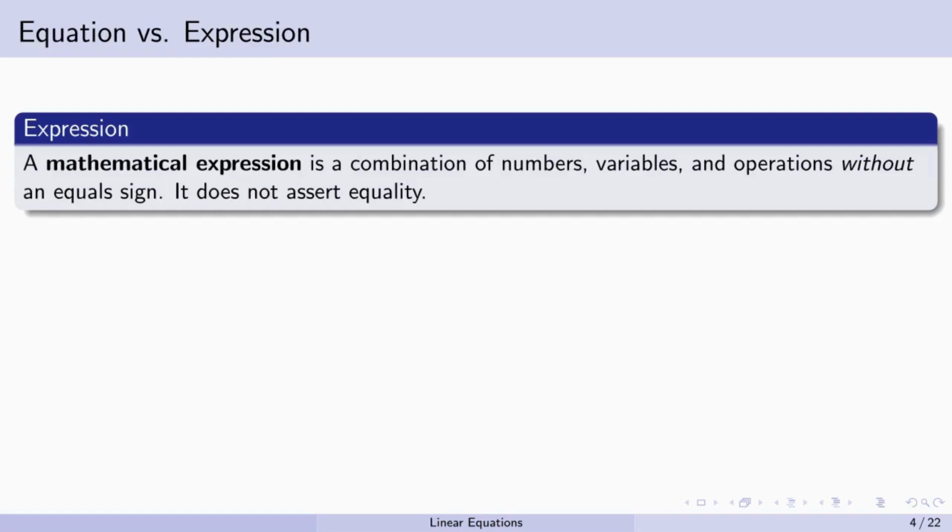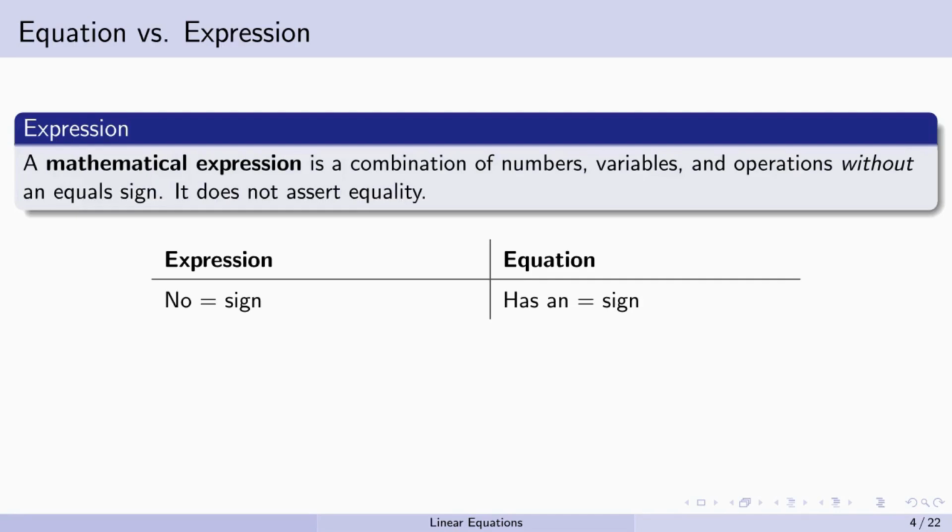Let's talk about equation versus expression. Here's something students mix up all the time, the difference between an equation and an expression. A mathematical expression is just a combination of numbers, variables, and operations, but with no equal sign. It's not making any claim at all. Let's build this comparison together. No equal sign versus has an equal sign.